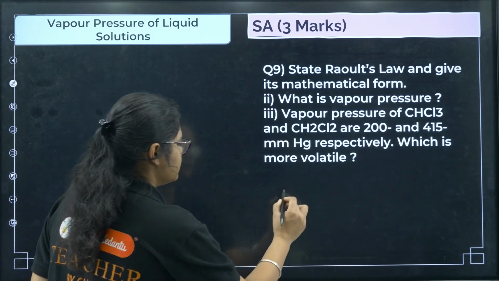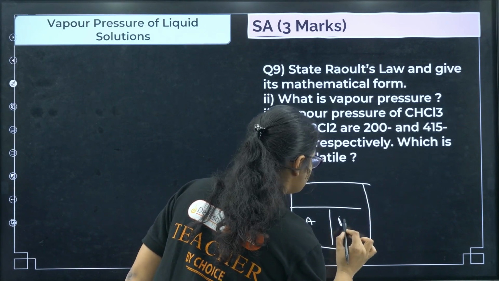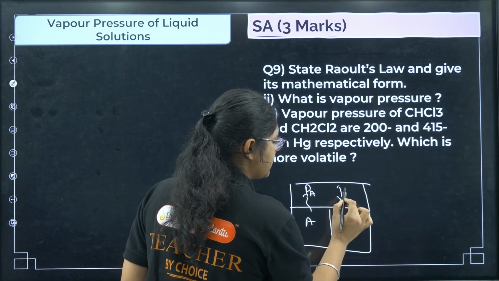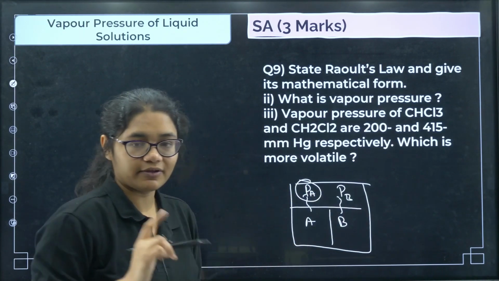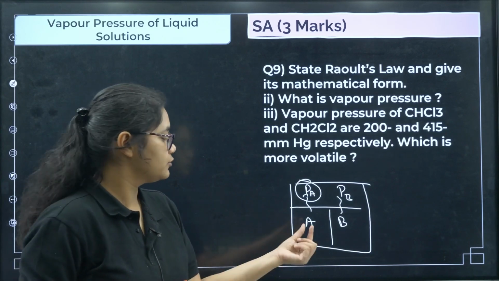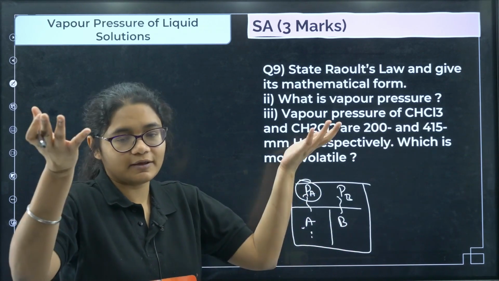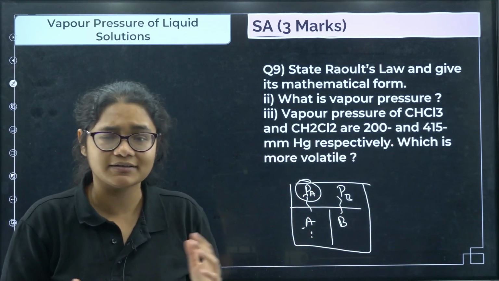So for example, you have a solution here, A and B. Both are volatile. A will evaporate, B will evaporate. Partial pressure of A will be created, partial pressure of B will be created. So the point here is the partial pressure of A is directly proportional to the mole fraction of A in the liquid. If more A is present, more vaporization will take place. So that is why the partial pressure of A will be higher. That is very simple, right?